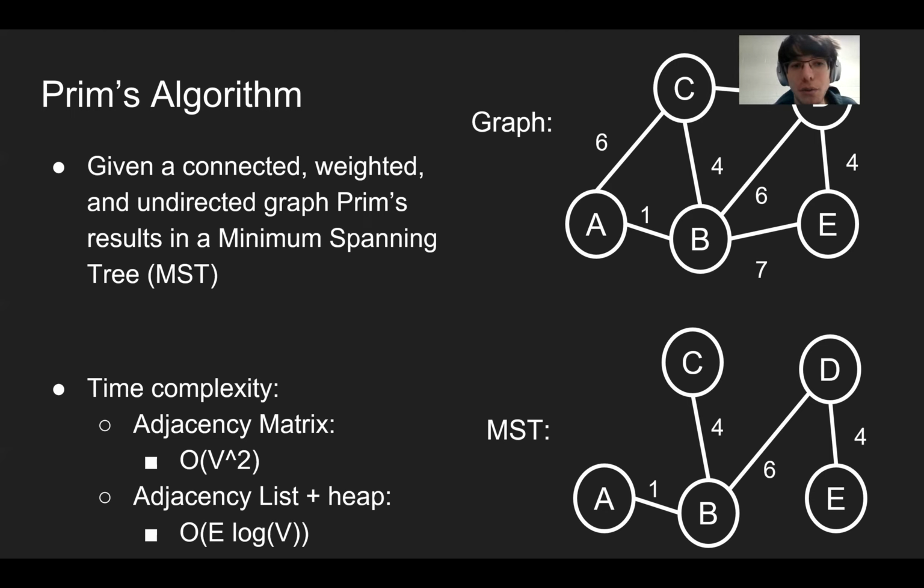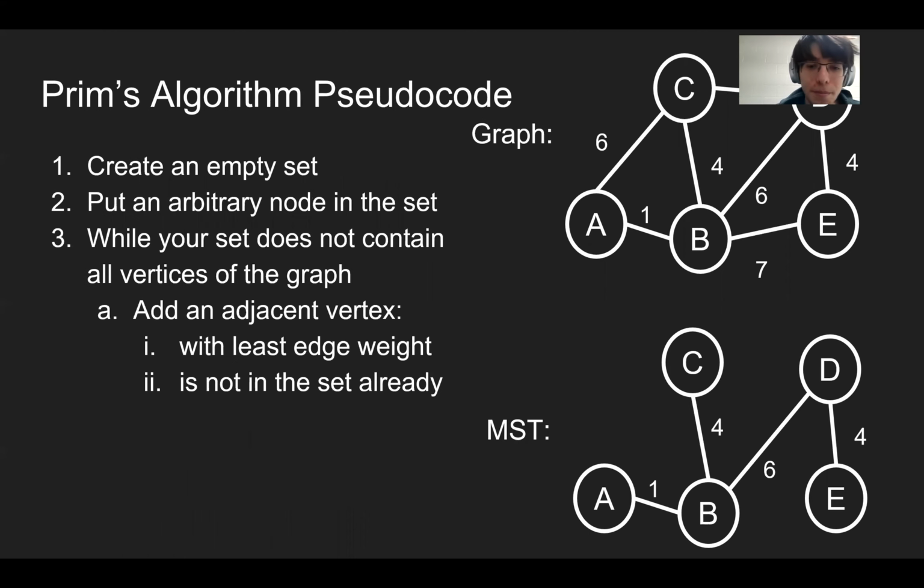Given a connected weighted graph, Prim's results in a minimum spanning tree. The time complexity is O(V squared). And if you use the adjacency list plus a heap, and I think a heap makes sense for this, it's E times log V. Maybe you can see after we're done talking about it why you might want to use a heap, or where you might want to use a heap.